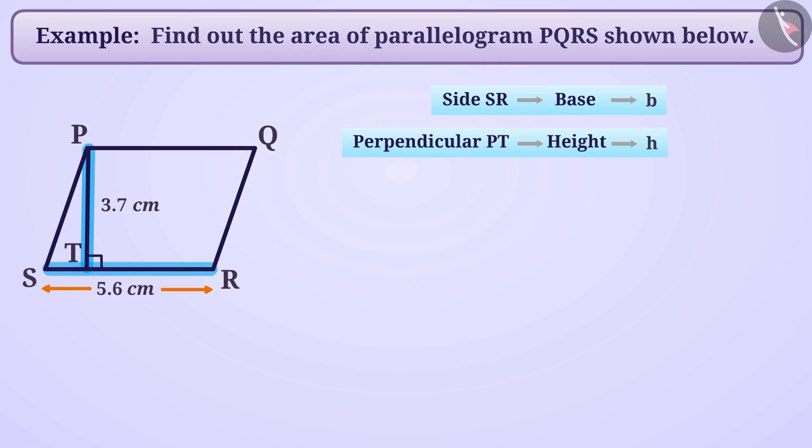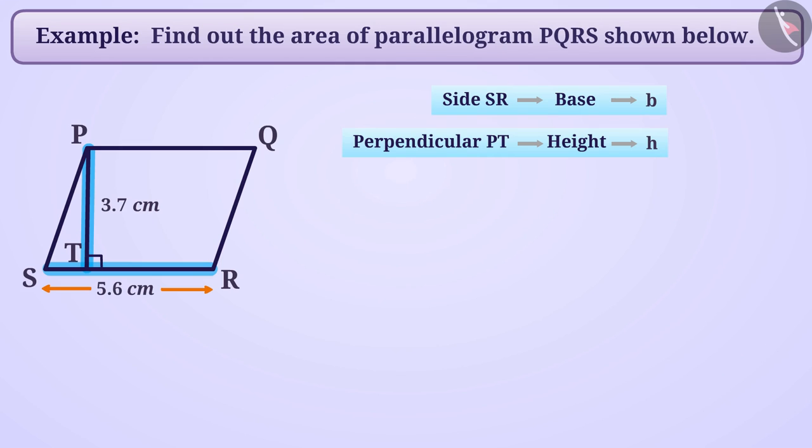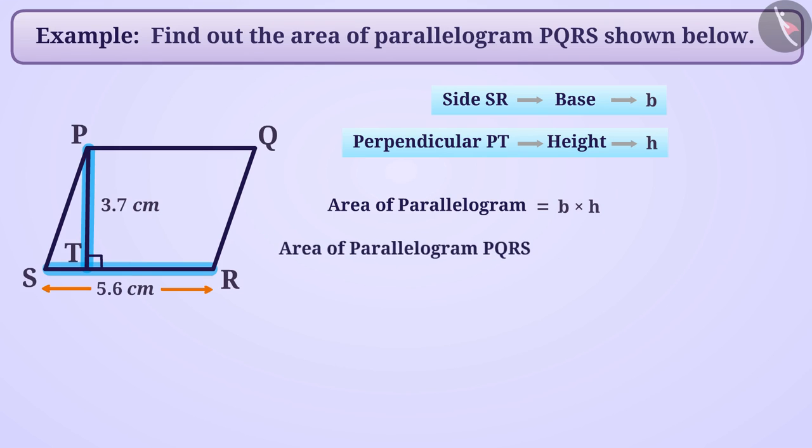Can you tell me the formula to calculate area of parallelogram? Think. Absolutely correct. Area of parallelogram is equal to base multiplied by height, which is B multiplied by H. In this way, area of parallelogram PQRS is equal to SR multiplied by PT.